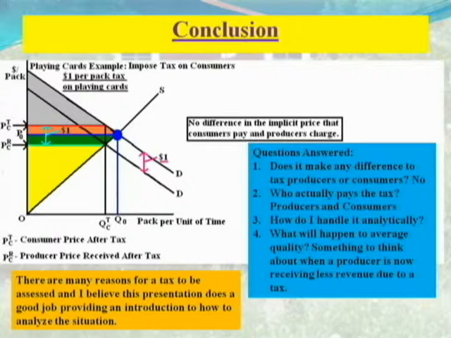Conclusion. The graph shows an example of what may happen if you impose the tax on the consumers. As you can see, it looks like the previous graph, except the shift is in demand. In other words, the consumers notice a higher price and they purchase less. The demand reduces due to the higher price.